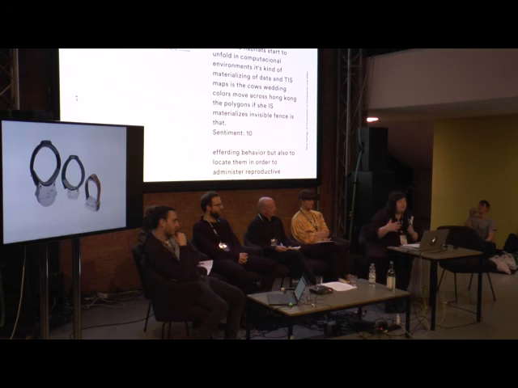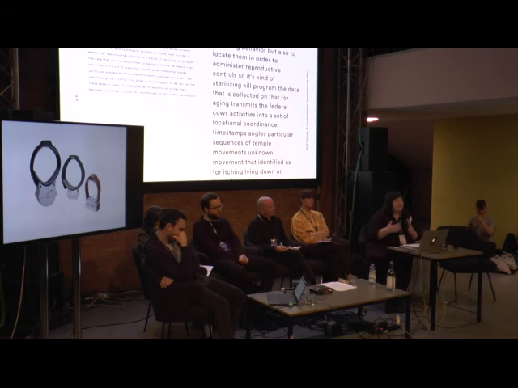The data that's collected on their foraging transmits the feral cow's activities into a set of locational coordinates, timestamps, angles, particular sequences of temporal movements and non-movement that get identified as foraging, lying down or browsing. And so we can say that these feral cows and their affective foraging activities become quantified through this mattering of data. It's the transmission of hard feelings into hard data. And that's something we can think about in relation to many other types of transmissions that put a hard feeling into hard data.